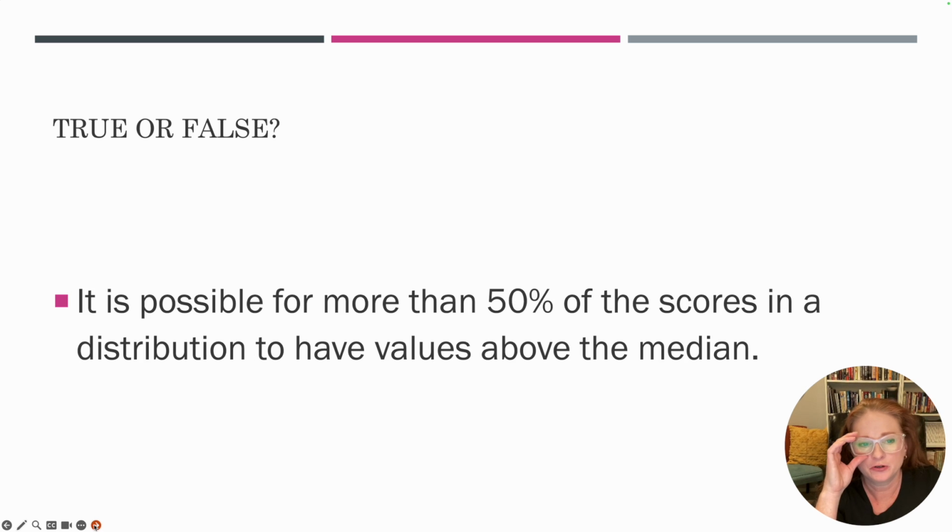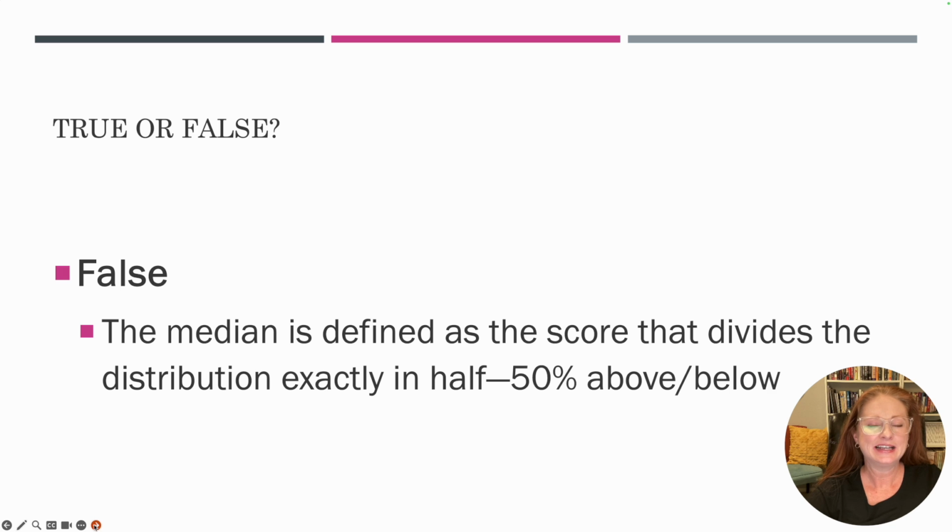Okay, next one. True or false? It is possible for more than 50% of the scores in a distribution to have values above the median. If I go too fast on these, you can always push pause. It is recording. False. The median is defined as the score that divides the distribution exactly in half. Again, think of the piece of paper, or the thing in the middle of the road, for the median.